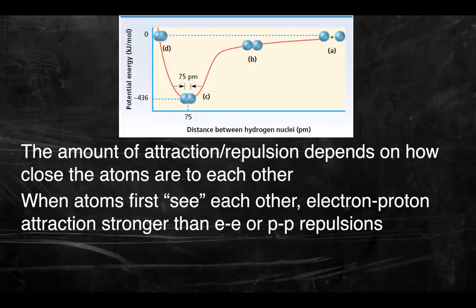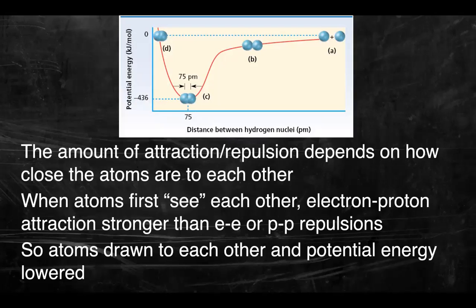When they first see each other, and by see, I mean as soon as the electrostatic forces come into play, meaning the electron-proton attraction or the electron-electron or proton-proton repulsion, as soon as those charges start to interact, that's when they quote unquote see each other. So electron-proton attraction is stronger than the repulsions. So the atoms are decreasing in potential energy, which is what you see on the graph.